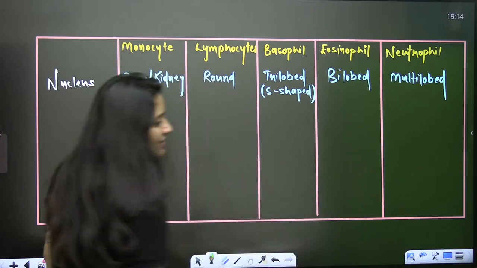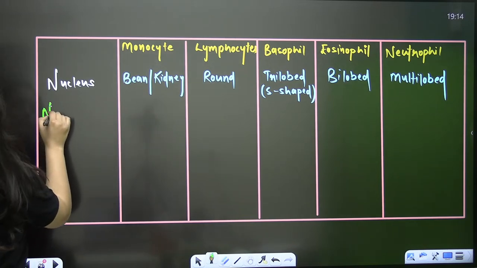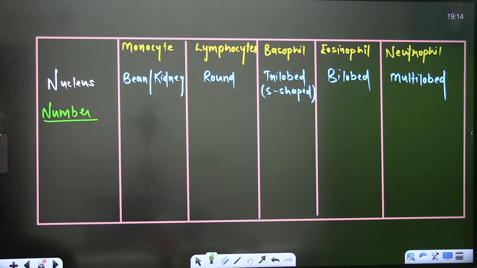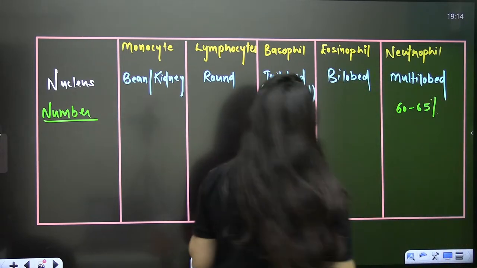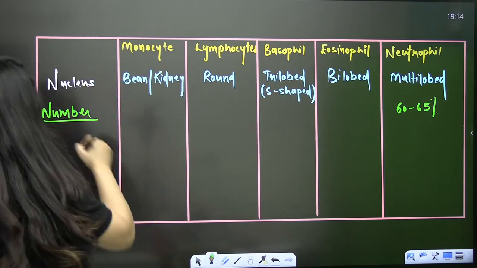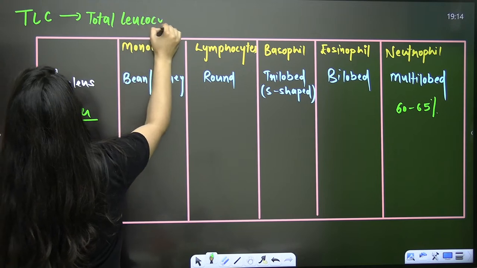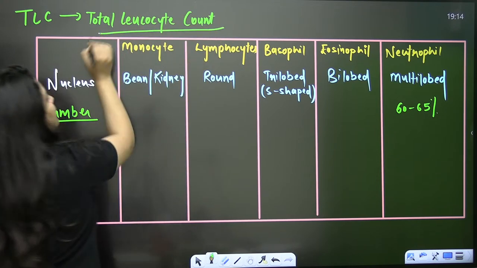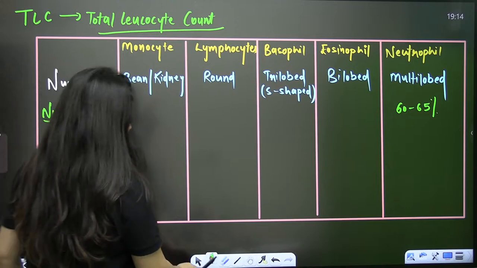Now let's talk about their concentration, and then we will discuss their size as well. Let's talk about the number. The maximum is your neutrophil, near about 60 to 65% of the total leukocyte count. Do observe your blood test reports. In blood test reports they mention TLC. What is TLC? It's the total leukocyte count, the total amount of WBCs present in your blood.